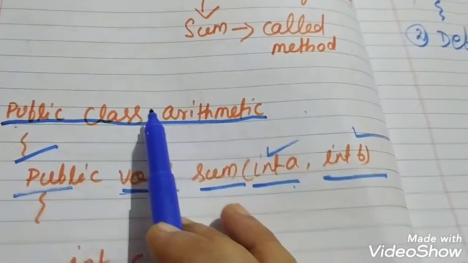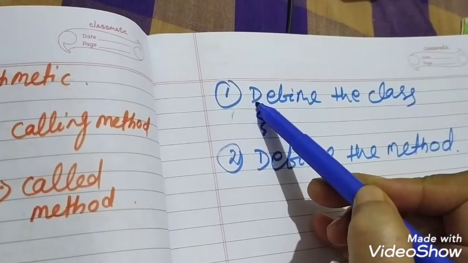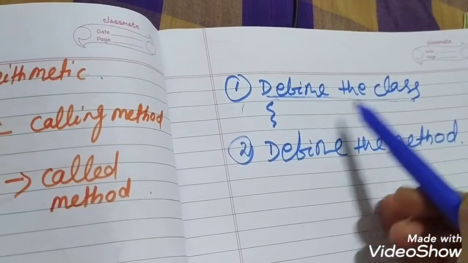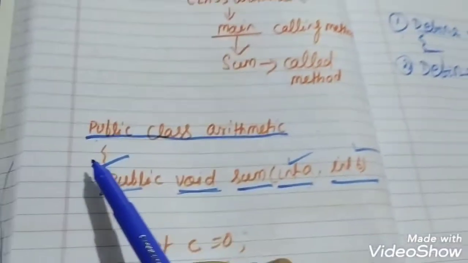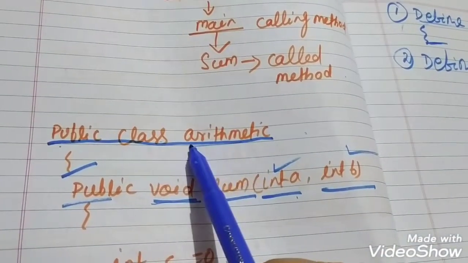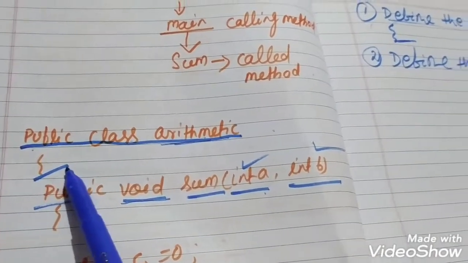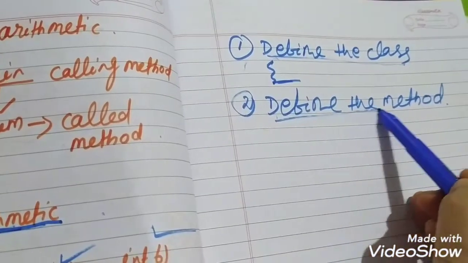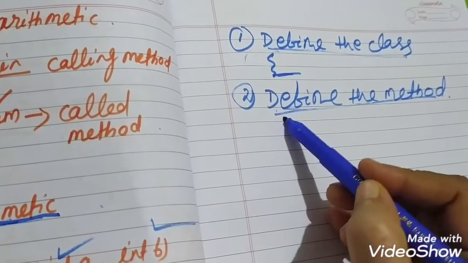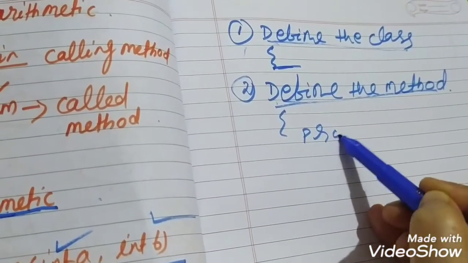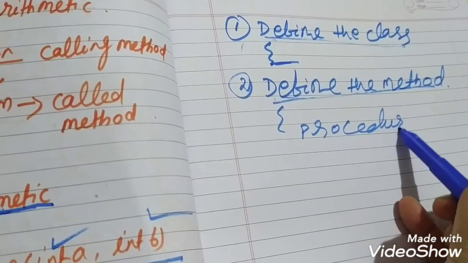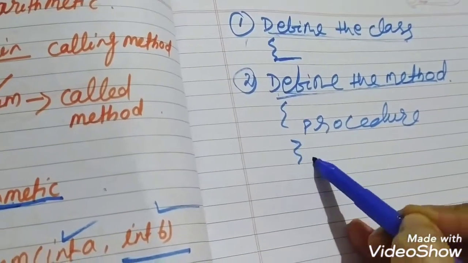According to the steps, first you have to define the class, and then the curly braces. So here you see public class arithmetic. What we have done is define the class and then the curly braces. Okay, the second step is define the method. Where you have to write the procedure.